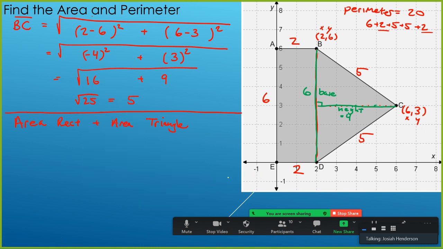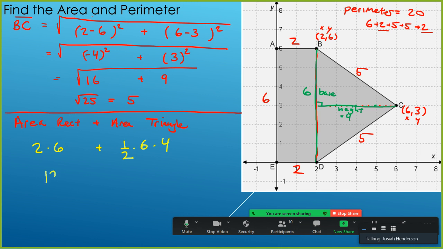So let's set up both here. On the left of my screen, area of the rectangle is just the side of the rectangle times the other side. So 2 times 6 units. And the triangle is 1/2 times the base. The base of our triangle is the 6th side times the height, 4. And then we'll add both separately up.